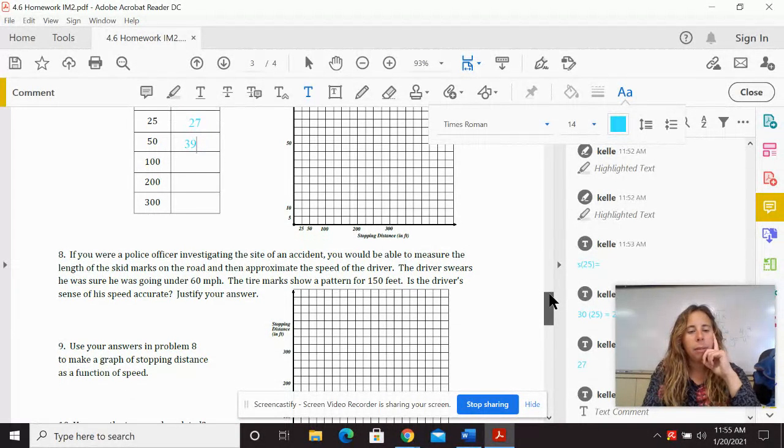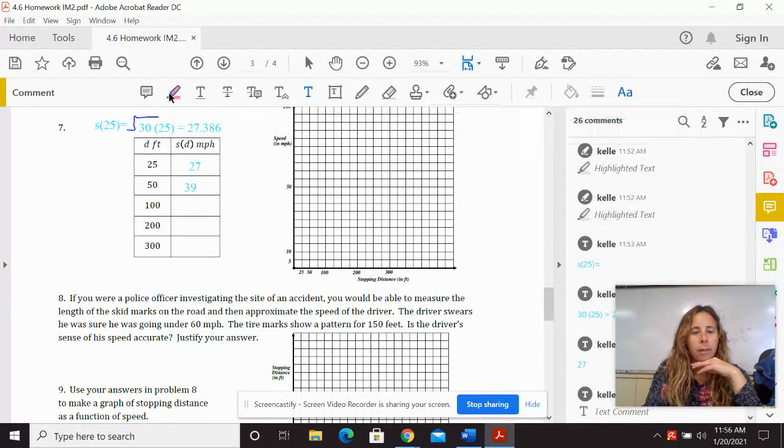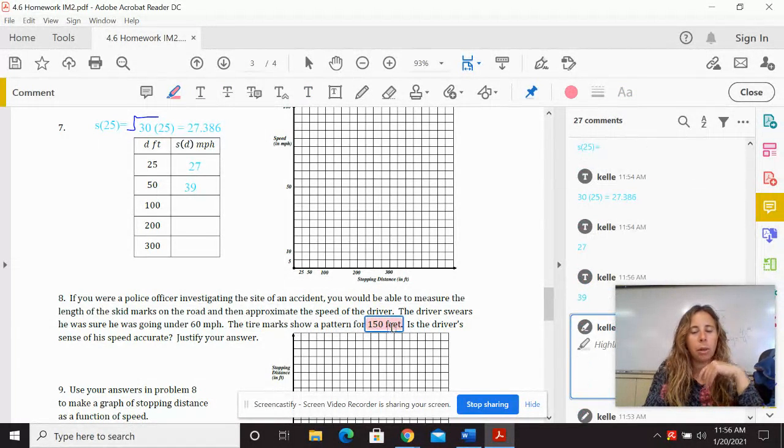Number 8. So you're trying to figure out if this driver is lying or not. He says he was going under 60 miles per hour, but the tire marks show a pattern for 150 feet. So this is your stopping distance. If you know the distance, you're going to substitute that in and figure out what you get for the speed. So if his stopping distance was 150, what was his speed? So was this guy telling the truth or not?